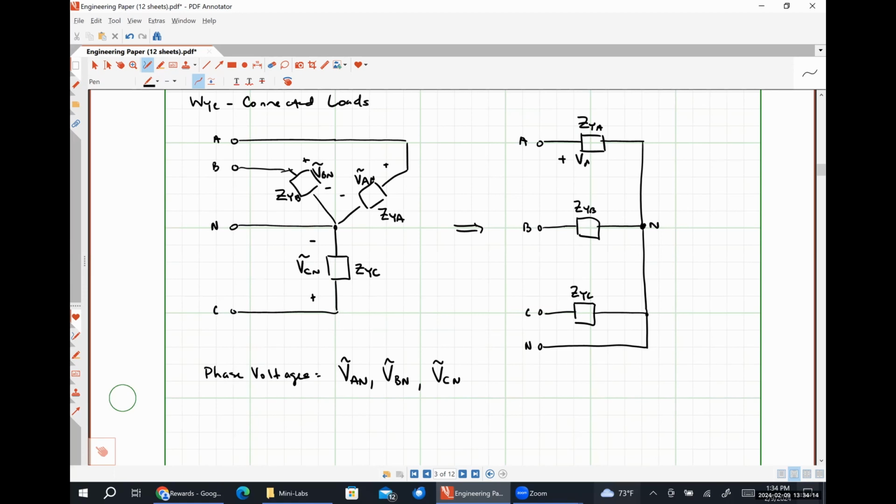Over on this side, VAN, VBN, and VCN. Okay. Line voltages, what are those going to be? Yeah, the exact same thing that we had for the source, except that we're going to use capital letters because we're on the load side of the system. Absolutely right.